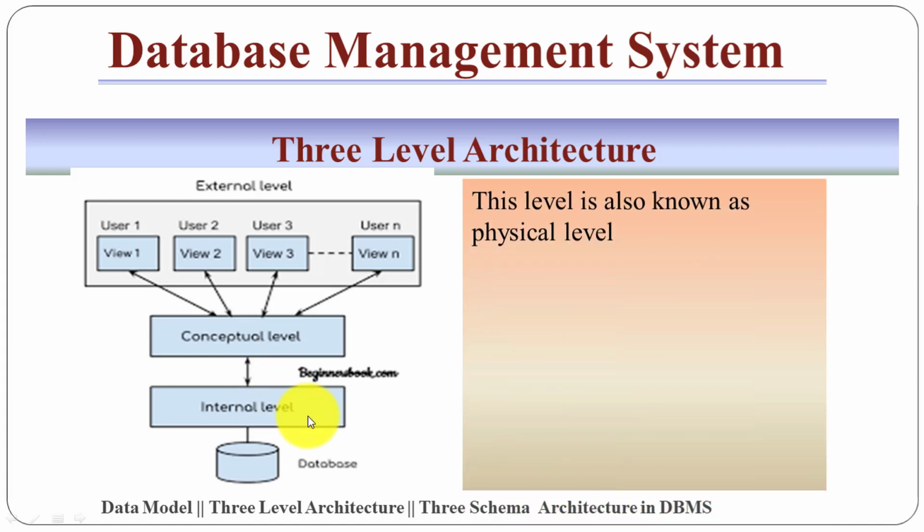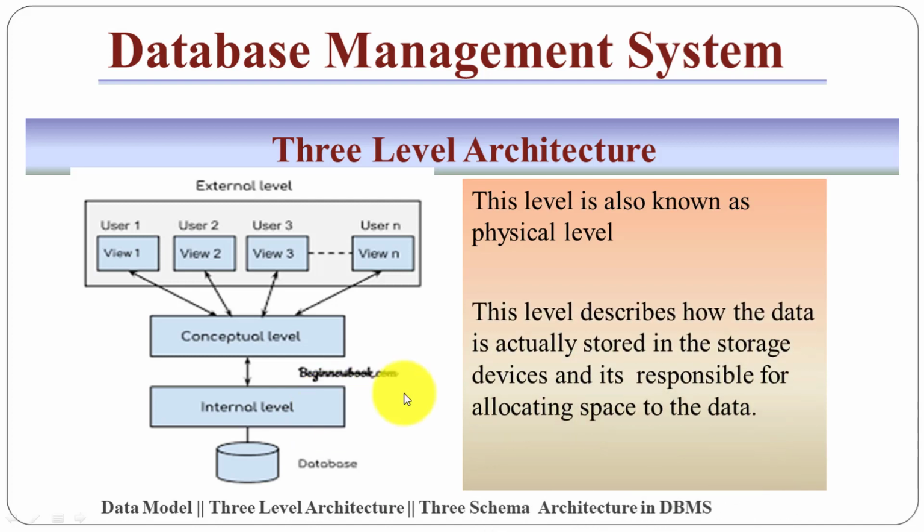Now this is the physical level. This level describes how the data is actually stored in the storage device, and it is responsible for allocating space to data. That means this is the physical level, the last level, the lowest level. It describes how data is stored in secondary storage devices like hard disks, tapes, etc.